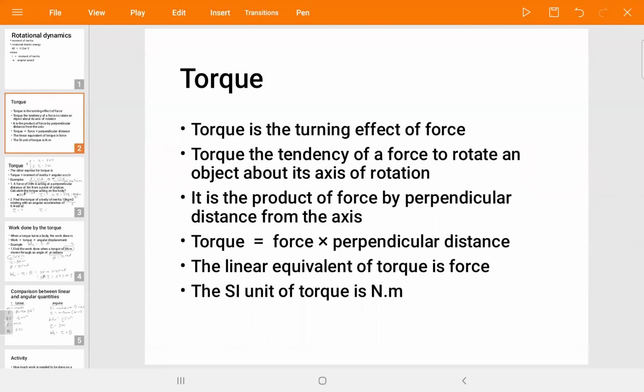So torque is simply force times perpendicular distance. The linear equivalent of torque is force, as you know. For linear it's force, but for rotational it becomes torque. And the SI unit of torque is not joule. Bear this in mind, it is not a joule, even though they are equivalent, but it's not formal to use joule. The formal one is Newton meter.